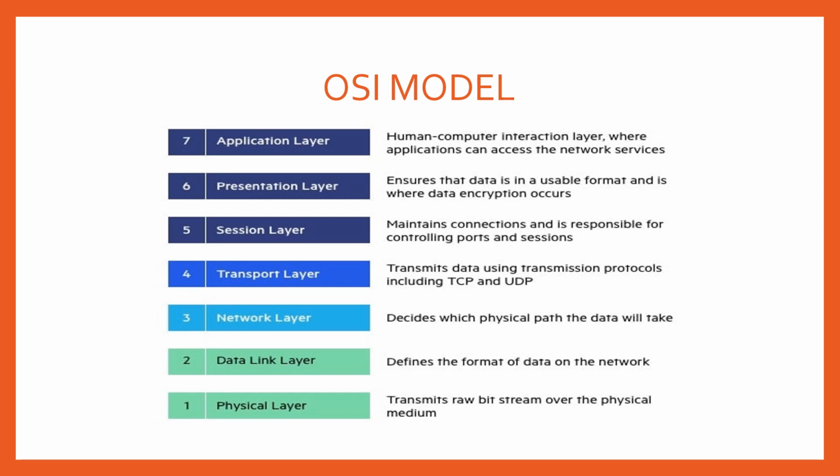And the next one, the 6th layer, is called the presentation layer. This presentation layer ensures that data is in a usable format, or you can also say that it will be converted into a standard format, and it is the place where data encryption occurs. Data encryption means to keep your data safe, it will be encrypted.